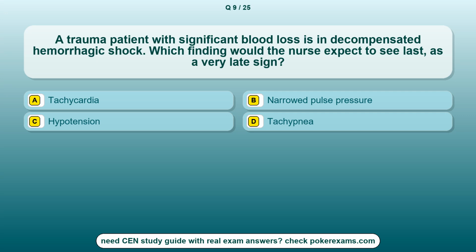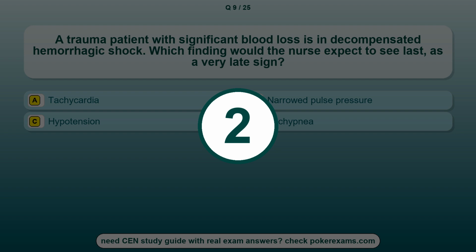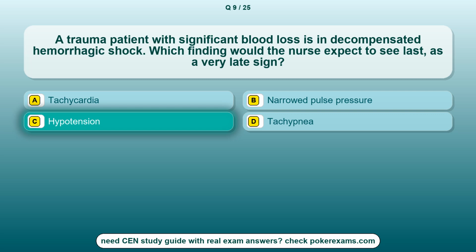Question 9. A trauma patient with significant blood loss is in decompensated hemorrhagic shock. Which finding would the nurse expect to see last, as a very late sign? Option A, tachycardia. Option B, narrowed pulse pressure. Option C, hypotension. Option D, tachypnea. The correct answer is option C, hypotension.